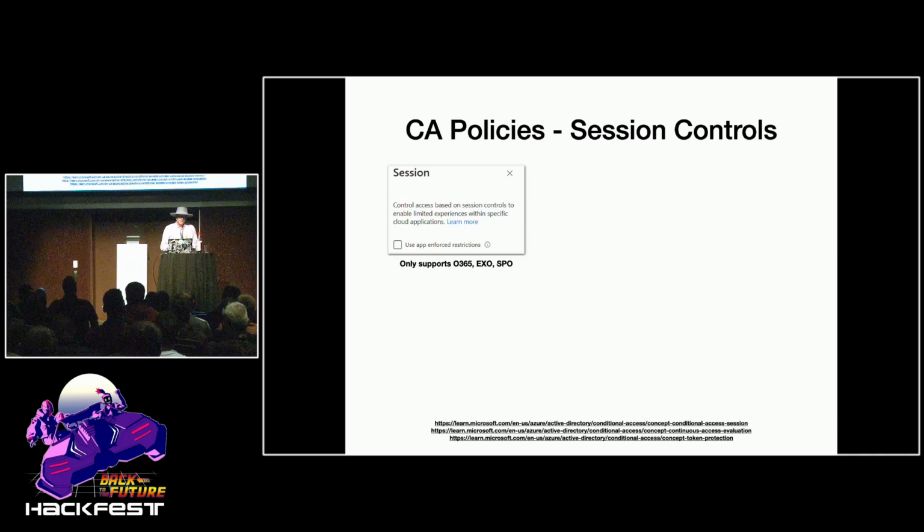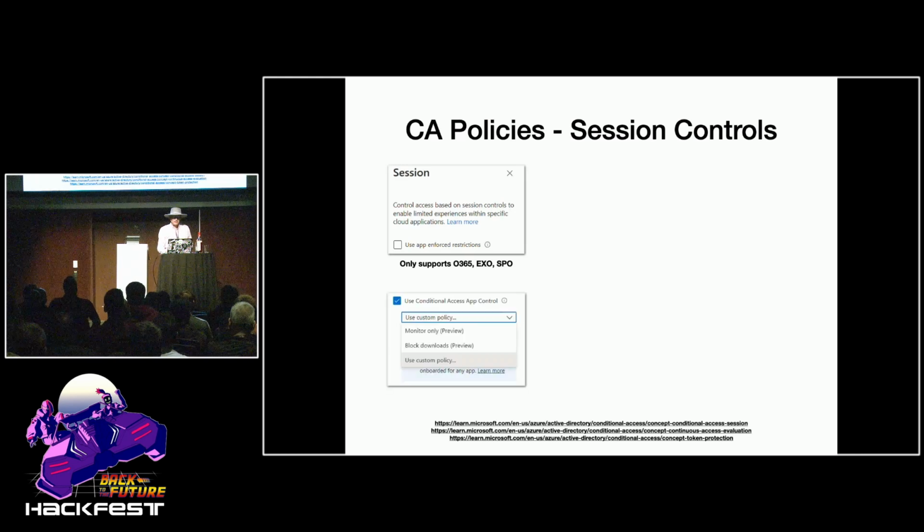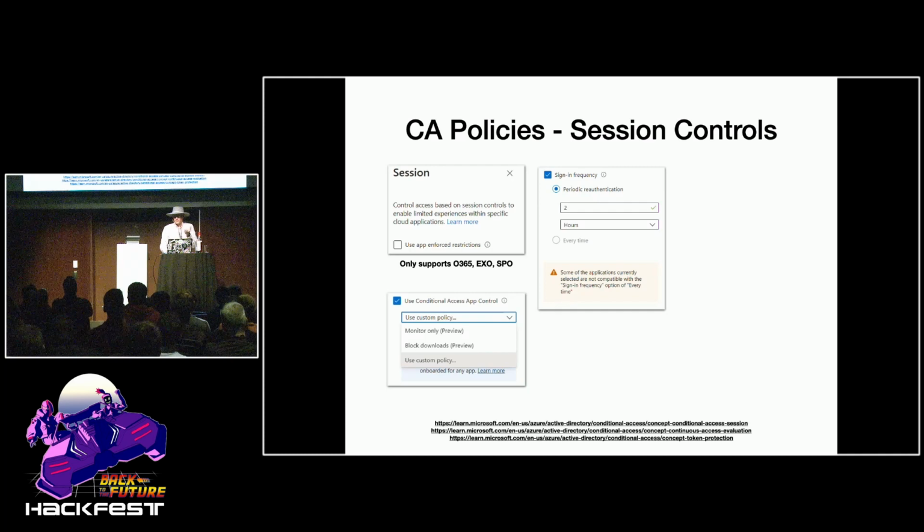So, session controls. App enforced restrictions only apply to Exchange Online, SharePoint Online, and Office 365. This also applies to sensitivity label controls. Conditional access app control relates to browser related access. So this is where you can block downloads or monitor that somebody is downloading, but only in the browser, not in the app. This is important because if you have access to the app, you can download files. Of course, that doesn't stop anybody from doing screenshots, but you have to take your wins where you can get them.